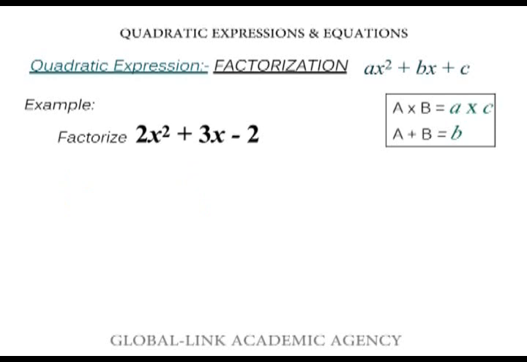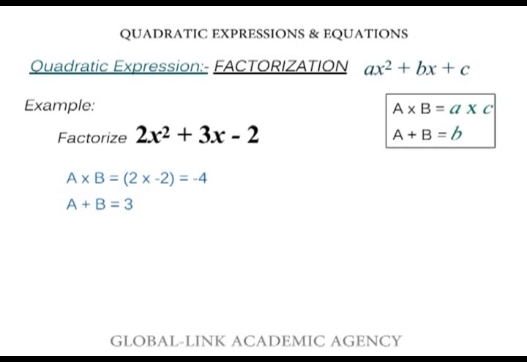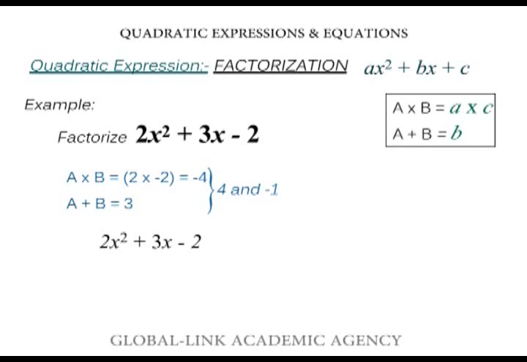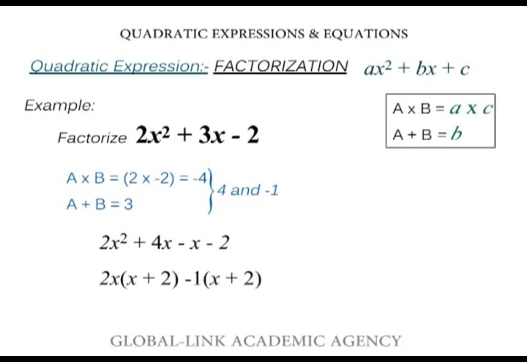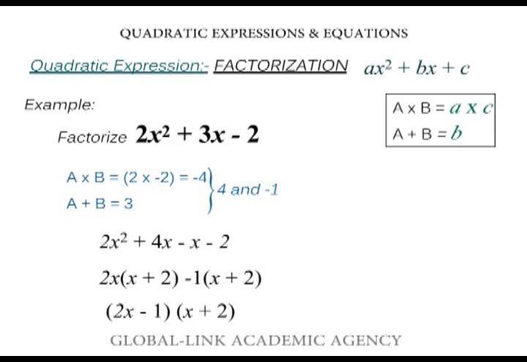Another example, 2x squared + 3x - 2. p times q is equal to 2 times minus 2. p + q is equal to 3. p and q are 4 and minus 1. We replace 3x with 4x and minus x. 2x squared + 4x - x - 2. Then factorize 2x(x + 2) - 1(x + 2). Take one of the terms in the bracket and we have (2x - 1)(x + 2).